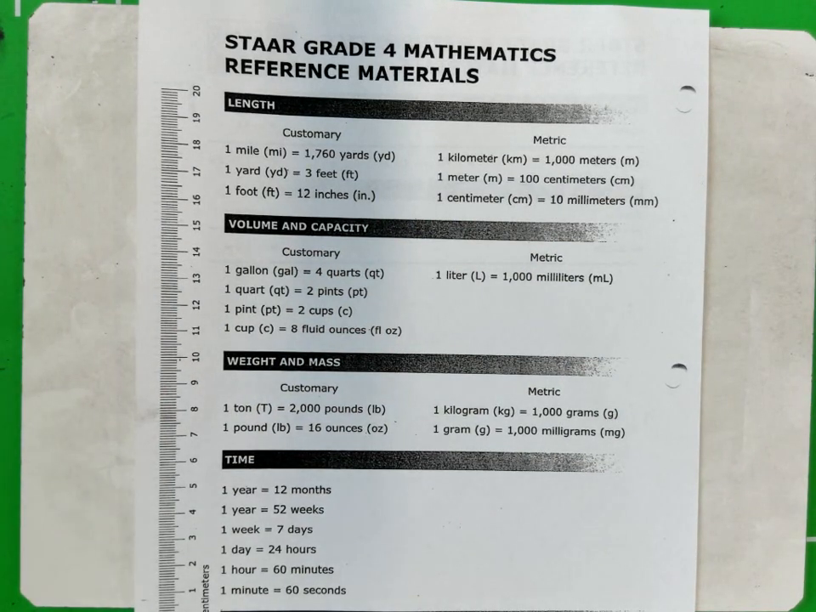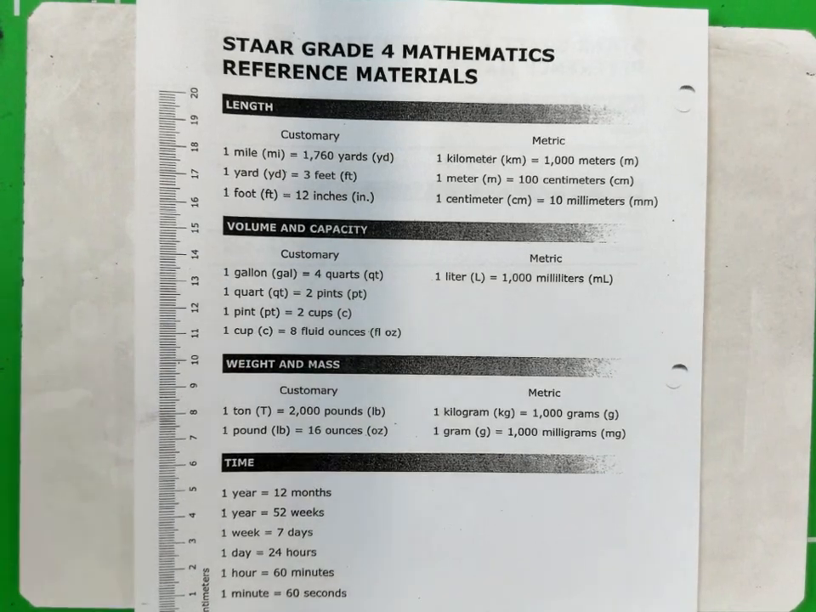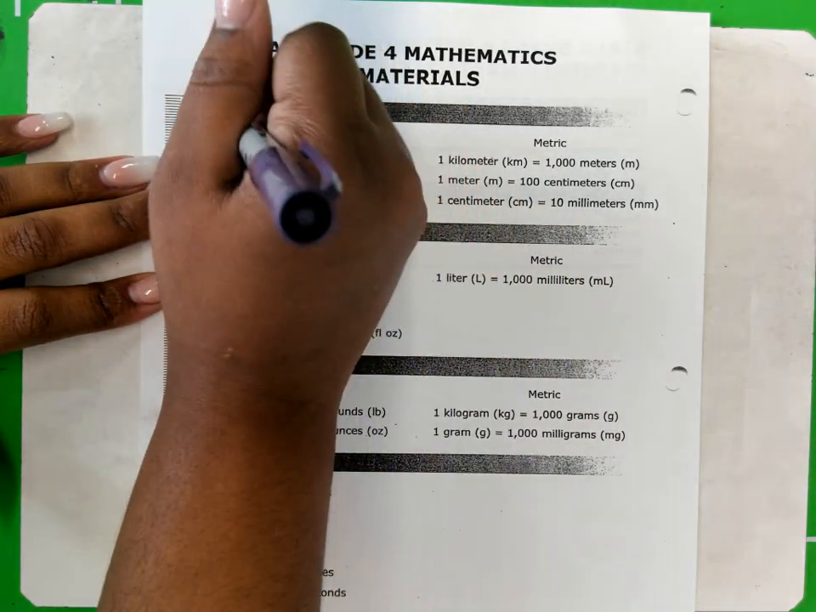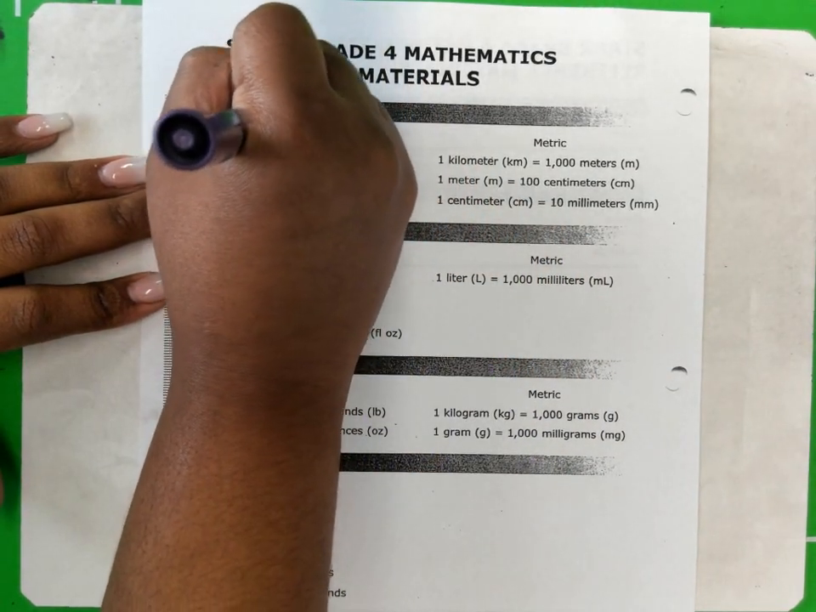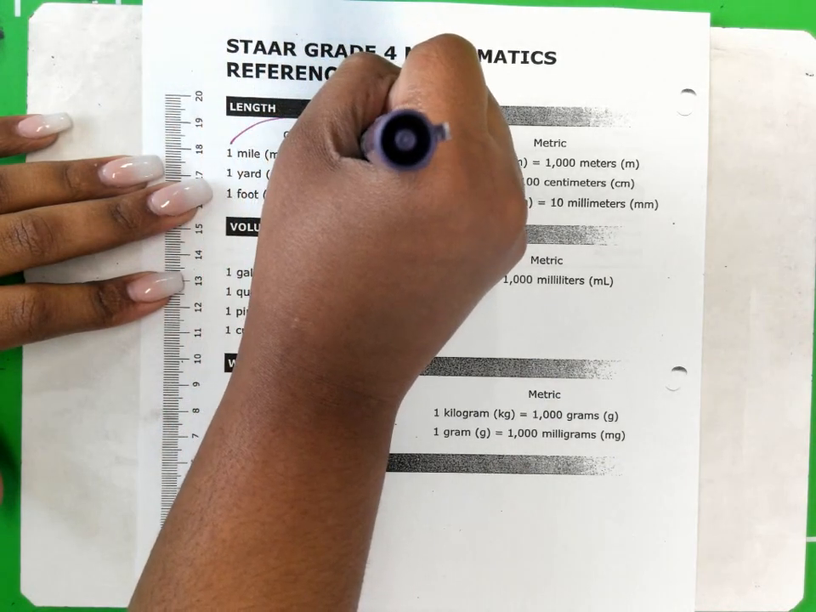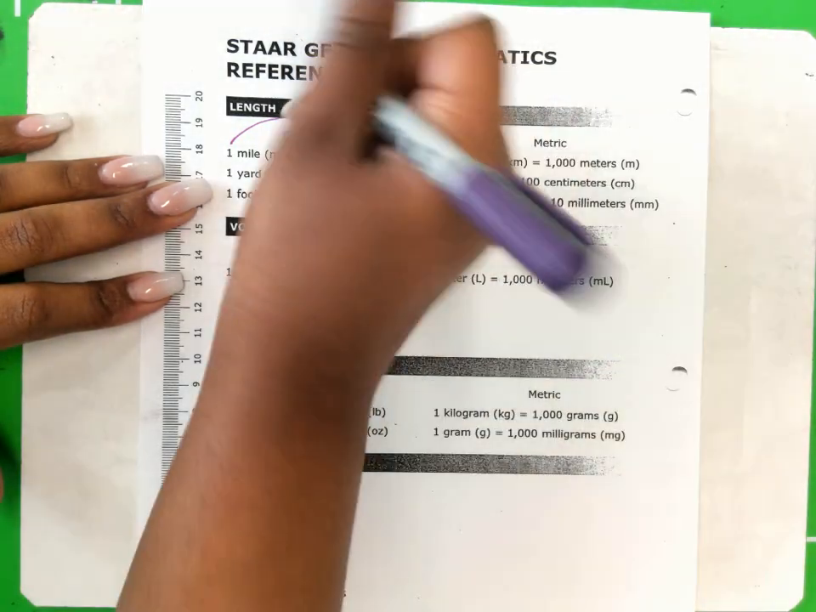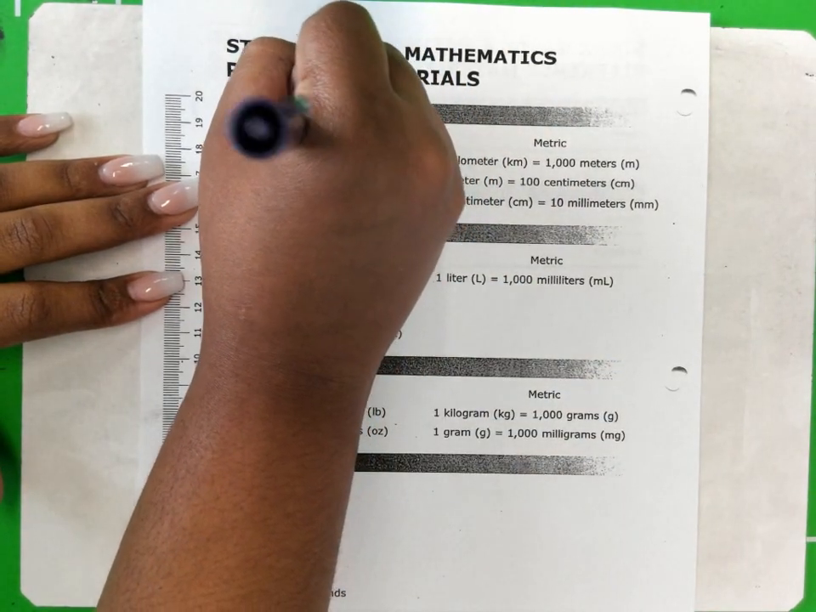Really quickly, I want to revisit our customary because I want you to remember that when you are converting your customary units, when you're going from a larger unit to a smaller unit, you need to multiply. So for instance, if I'm going from miles to yards, I'm going to multiply my 1 mile times however many yards I'm trying to figure out. So this is going to be your multiplication.